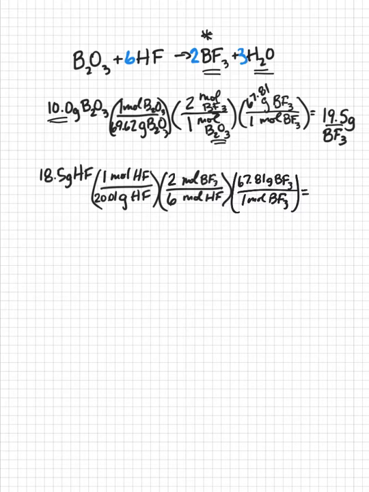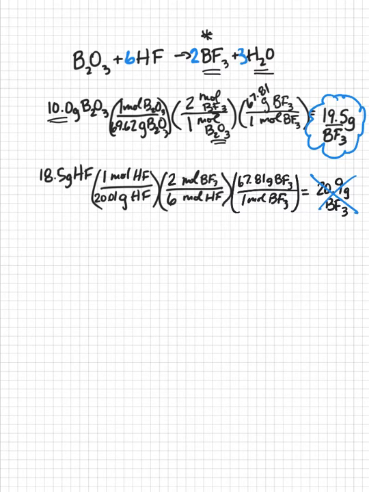And if I do my math, again, multiply across the top, divide across the bottom, I get 20.9 grams of BF3. And so again, what does that tell me? It tells me that if I start with 18.5 grams of HF and use up all of that hydrofluoric acid, I get 20.9 grams of BF3. So the question then becomes, how much do I actually get? I actually get this much, right? My 19.5 grams.